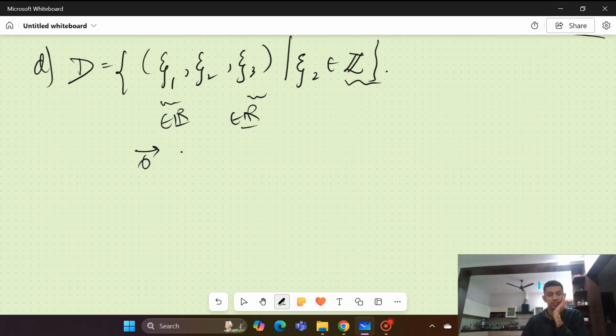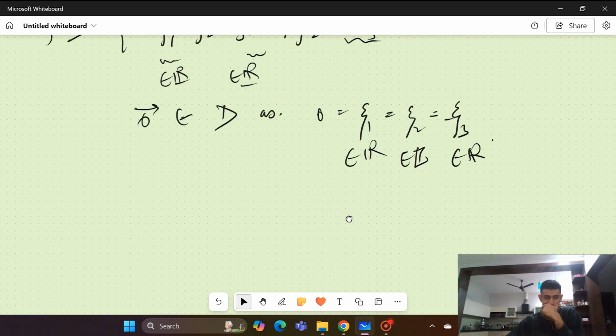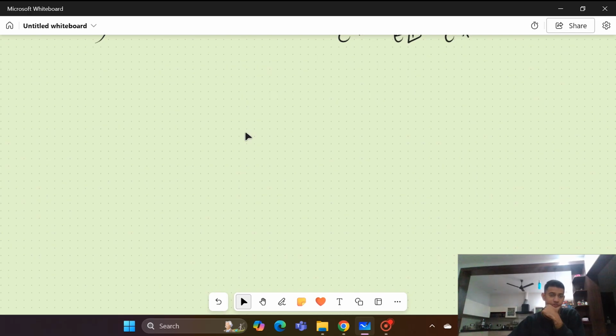So let's show the zero vector first. Clearly the zero vector is an element of D, as 0, G1, G2, G3 are all allowed. 0 is a real number. It's also an integer. So this works. This was condition 1. Now let's show that this is also true for condition 2.